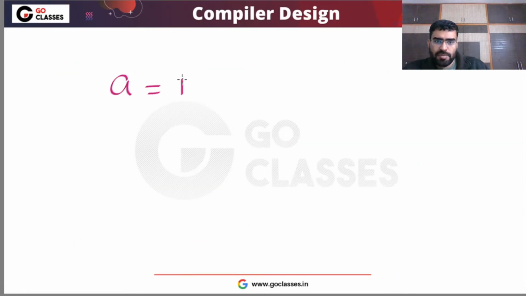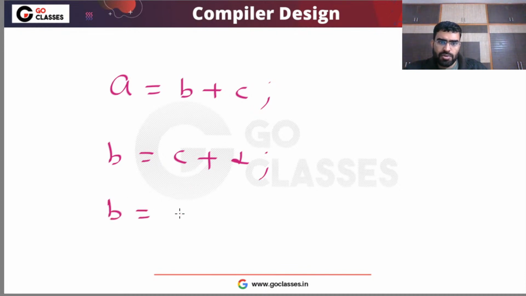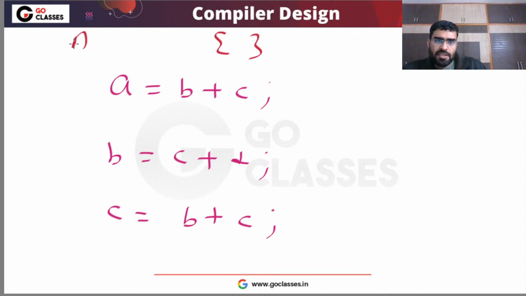So for example, tell me what are the available expressions here. Let me give you this statement, a equal to b plus c. Then c plus d, and then let's assume you have c equal to b plus c. First you tell me what are the available expressions here. Here the available expressions are 0.